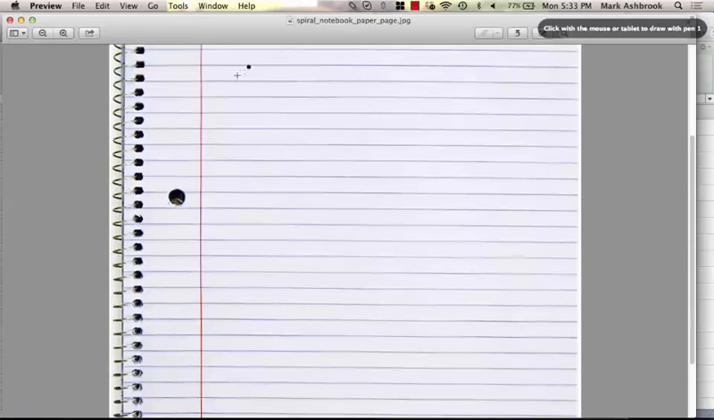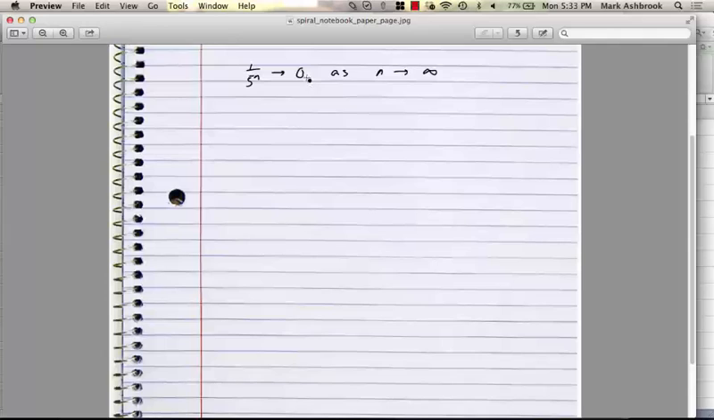So 1 over 5 to the n. So that's saying it's convergent to 0. So that would be one way to express the answer. Okay, B, convergent or divergent?